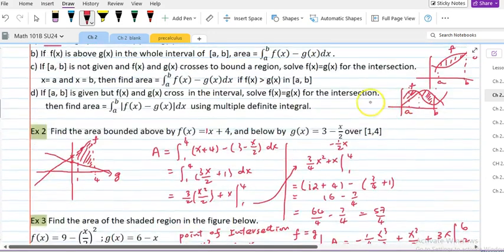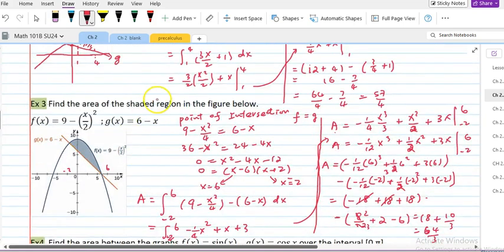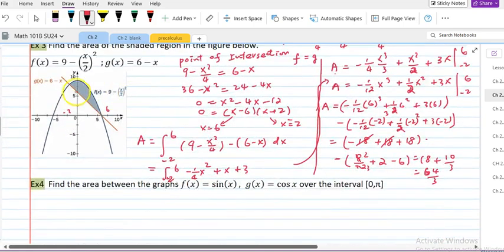You basically were given an interval, and the best case is f is above g, or you were given two graphs. You just want to find the intersection and find the area between them.